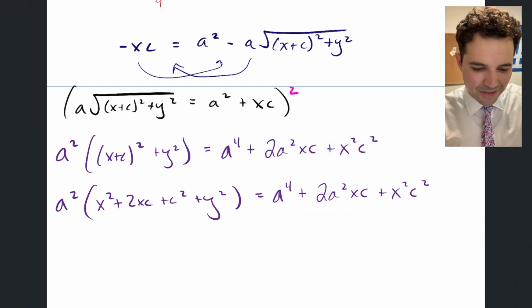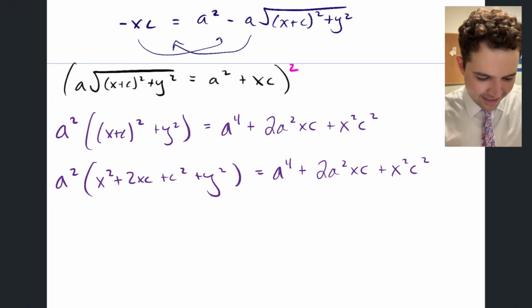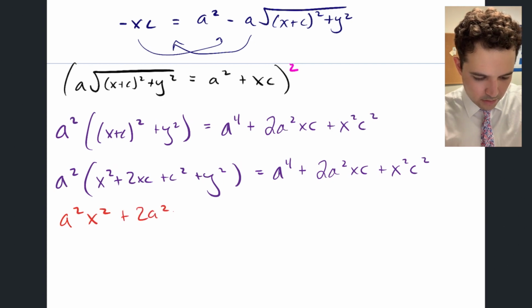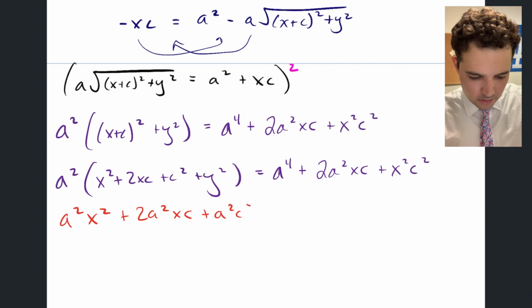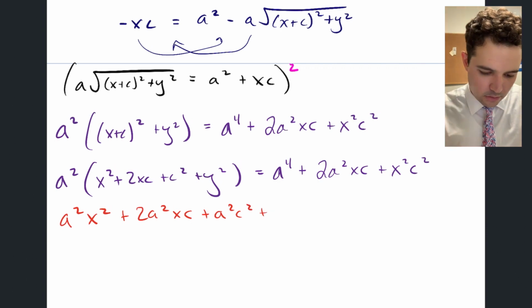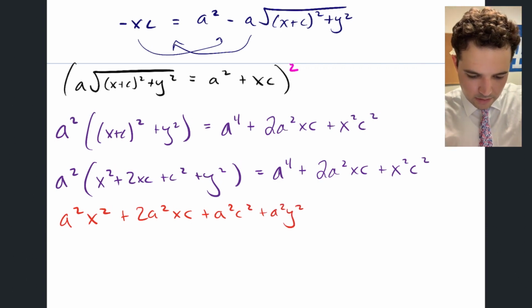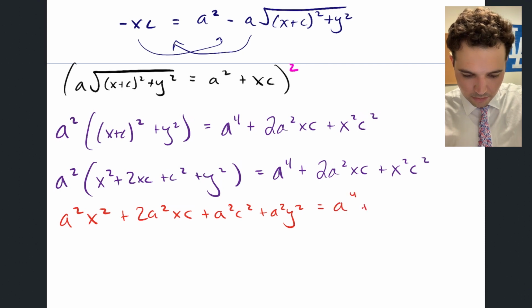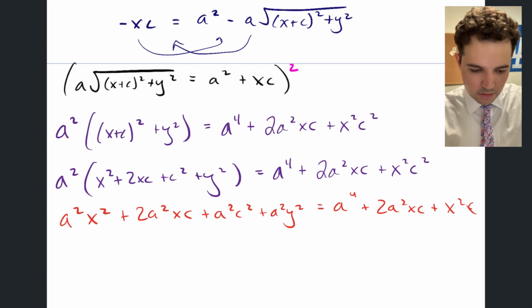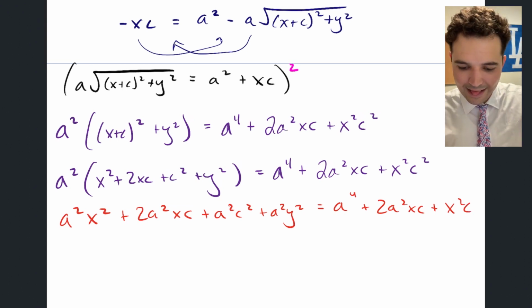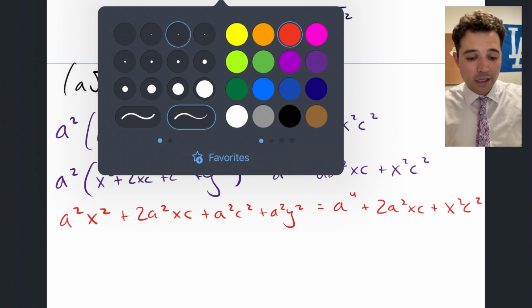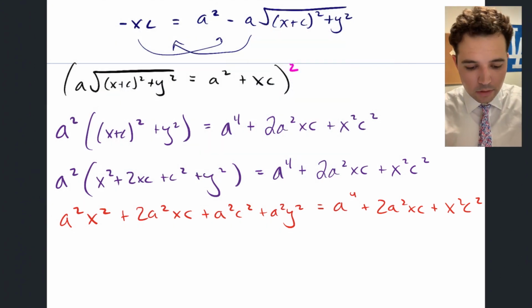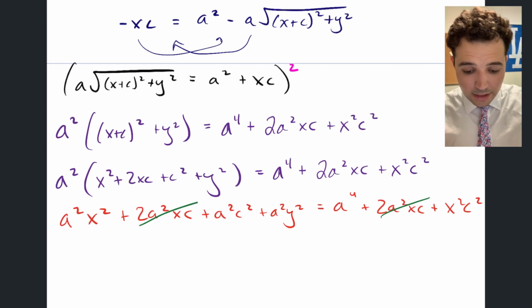Was that any faster? And then we'll get a squared x squared plus 2a squared xc plus a squared c squared plus a squared y squared is equal to a to the 4th plus 2a squared xc plus x squared c squared. And let's cancel one more time. We can get rid of the biggest terms, the 2a squared xc's, and that seems to be it.